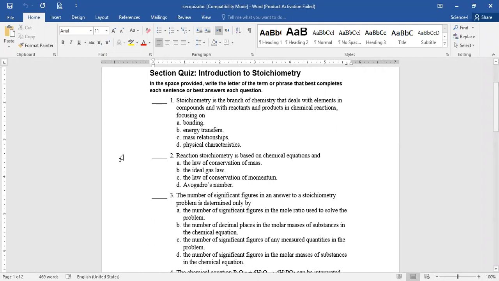So, guys, can you see the screen? You can see the worksheet, yes? Yes. Okay, so could you answer the first question, guys? Please raise your hand if you know the answer. Yasmin, question number 1.